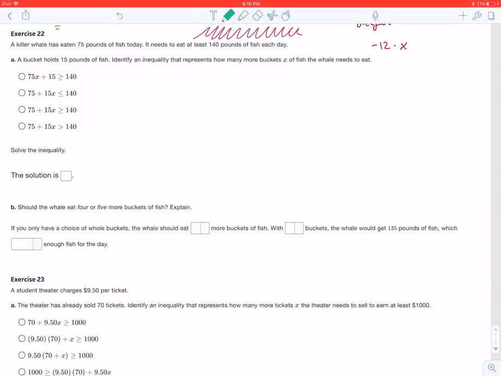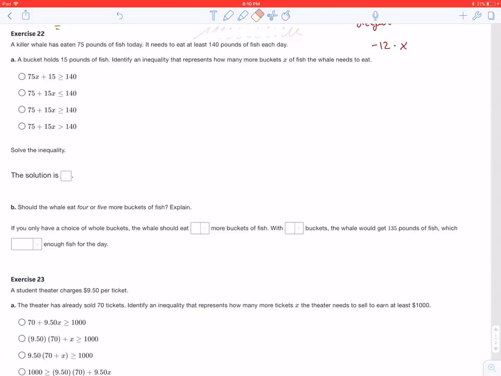Exercise 22 reads that a killer whale has eaten 75 pounds of fish today. It needs at least 140 pounds of fish each day. And then part A, a bucket holds 15 pounds of fish. Identify an inequality that represents how many more buckets X of fish the whale needs to eat.